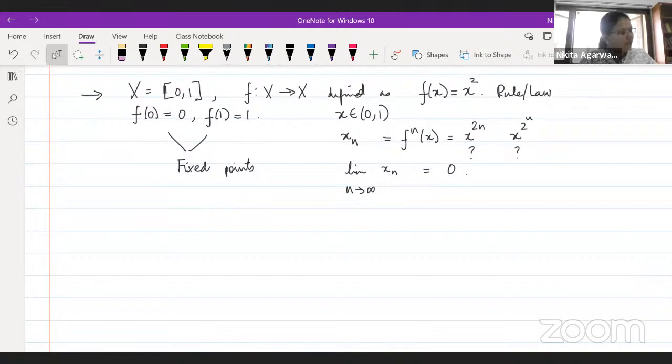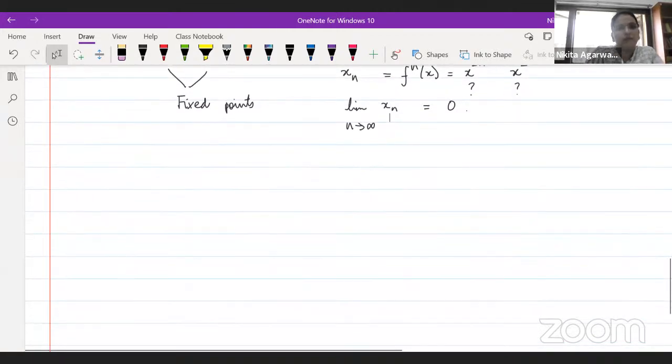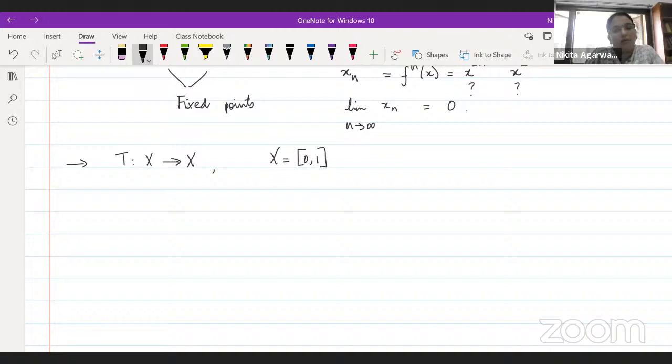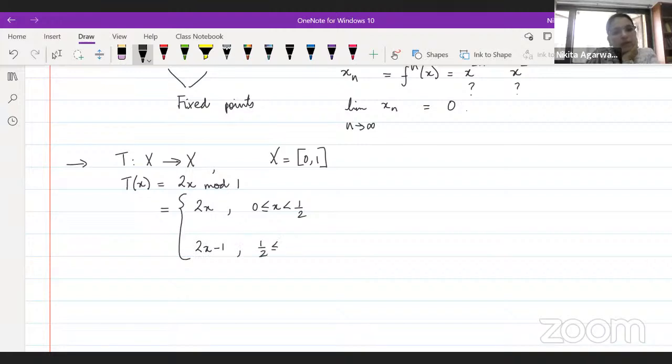So now let me give you another example of a discrete system. Let us consider T going from X to X, where X is the closed interval [0, 1], and this map is defined as 2x modulo 1. So this can be written as 2x when x lies between 0 and half, half excluded, because at half it becomes 1 mod 1, which is 0, and it is 2x minus 1 when your x lies between half and 1. Okay.